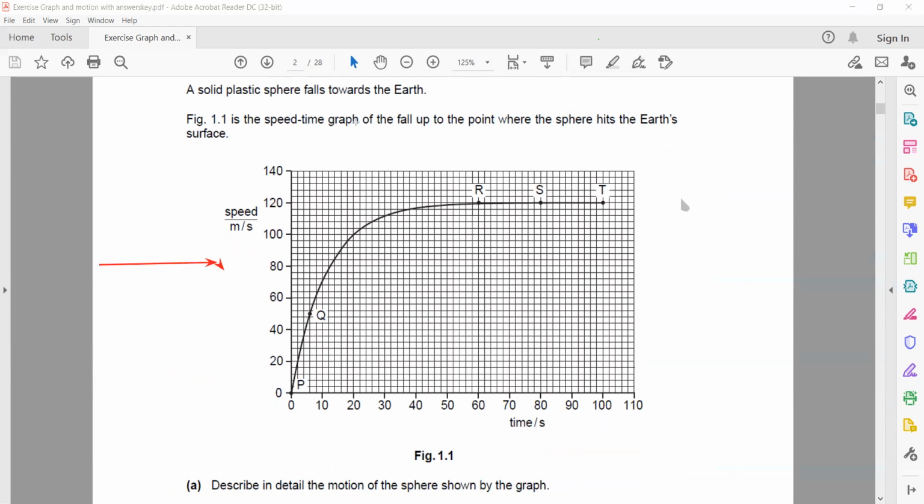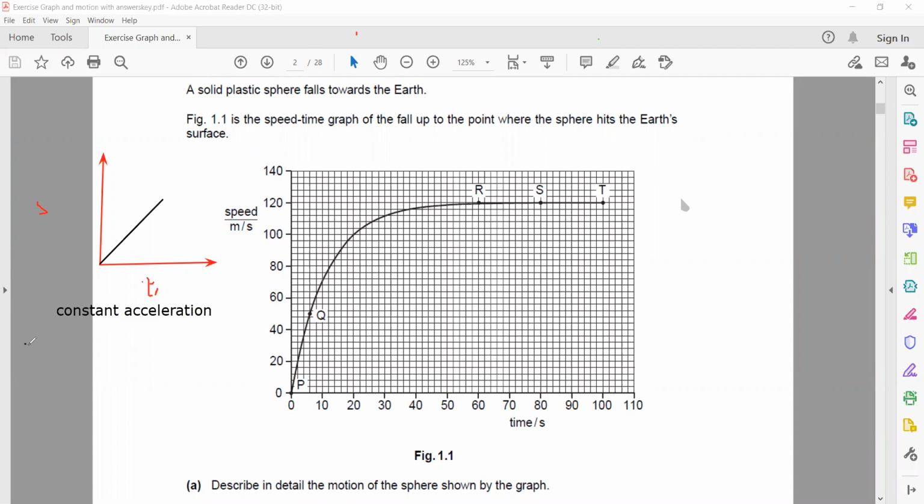Yes, sir. Look, for a speed time graph, if it is a straight line, what do you say about the motion, what do you say about acceleration? So when it's a speed time graph and it's a straight line, we mention that it is a constant acceleration. Speed is increasing but acceleration is constant. What is the meaning of this?